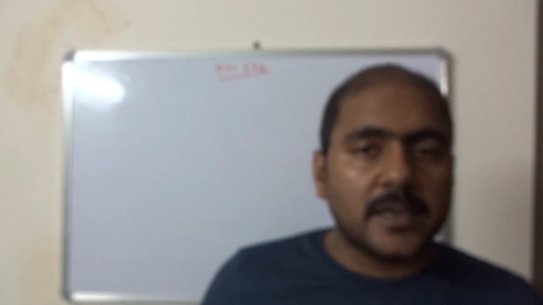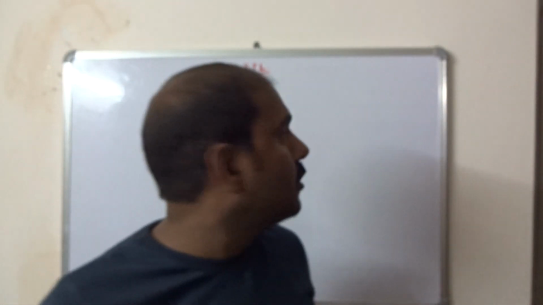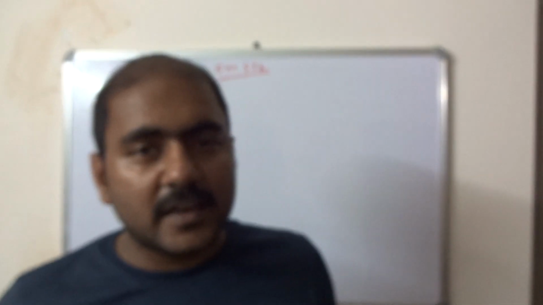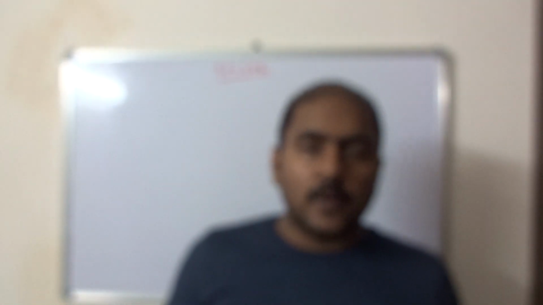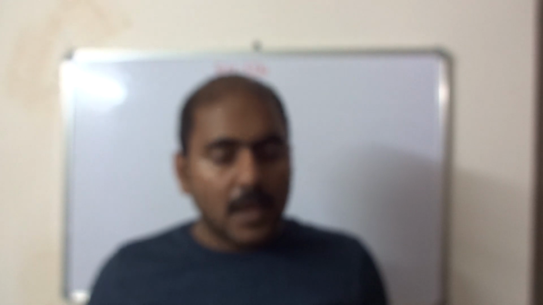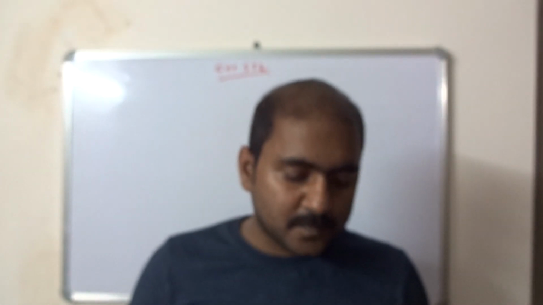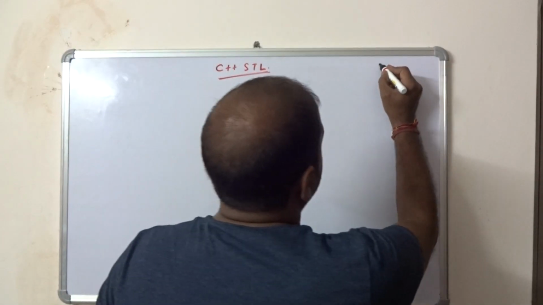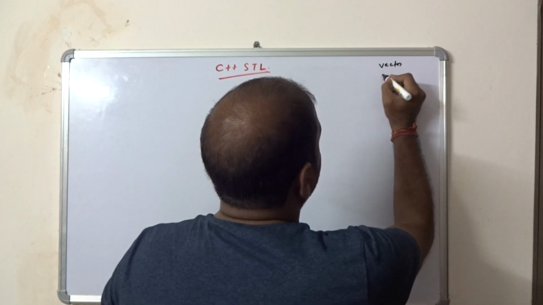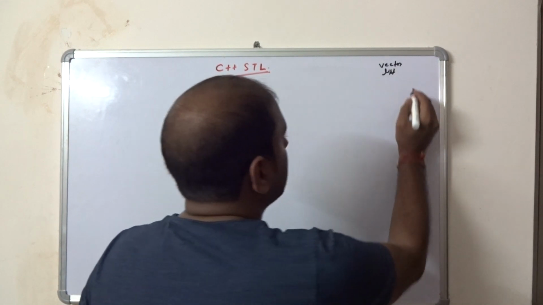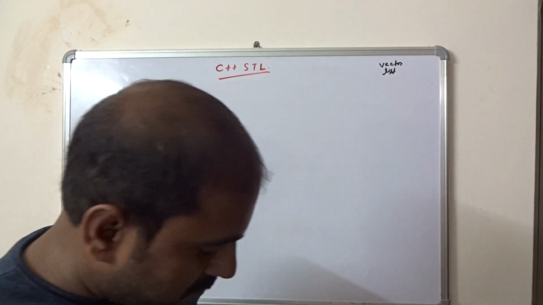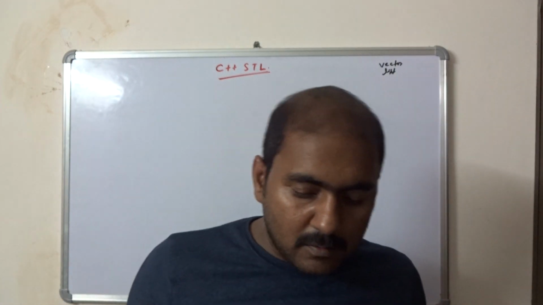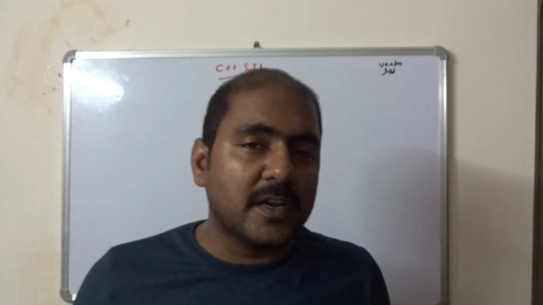Today we are going to discuss C++ STL containers. So we are going to discuss all the STL containers which are present in C++ and what is their use, along with their properties. C++ provides a lot of containers like vector, list, map, set, etc. So you have multiple containers.